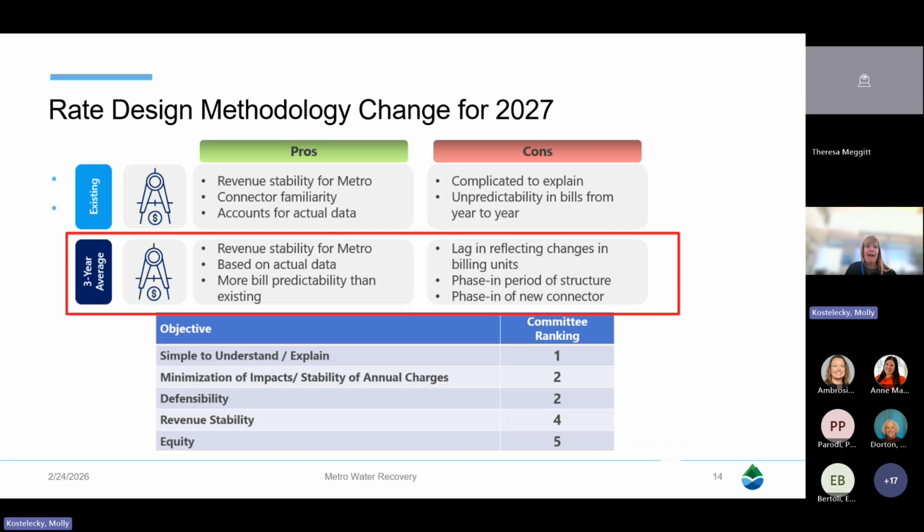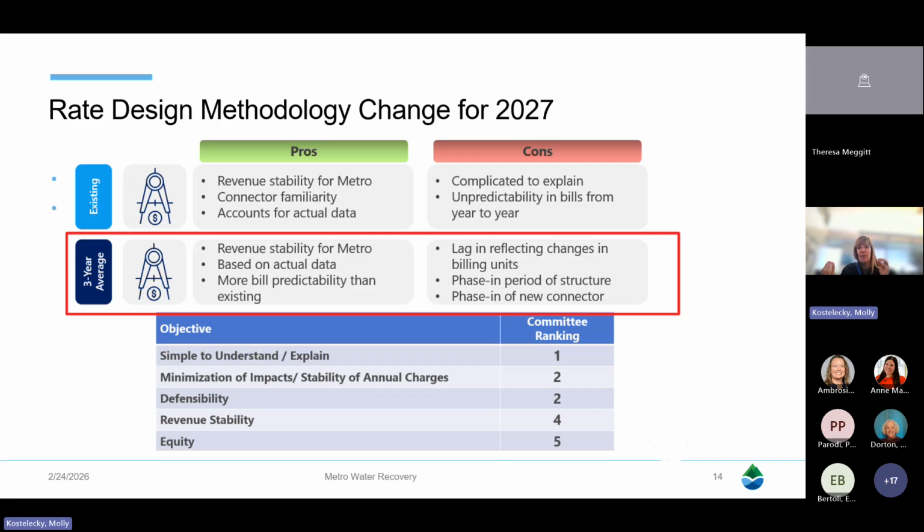So with a 3-year rolling average, it still has the same stable revenue stream to Metro. The total amount still remains the same of those annual charges. It really is based on that actual data and will be more predictable than the existing methodology.